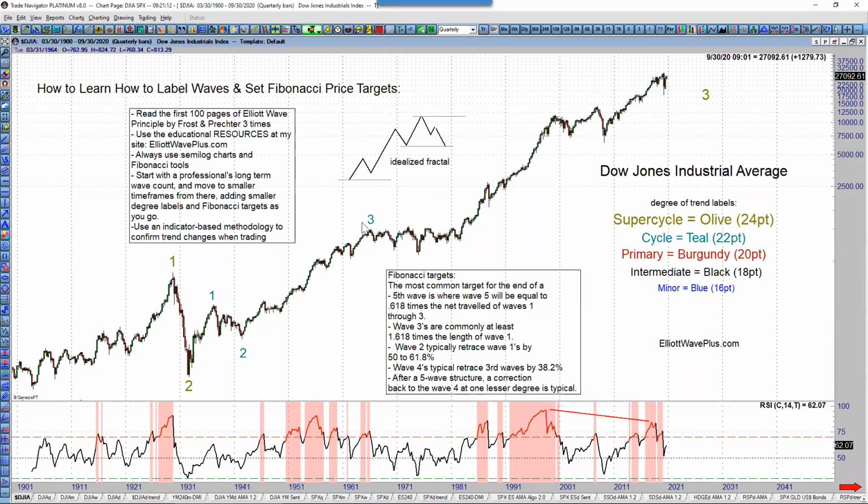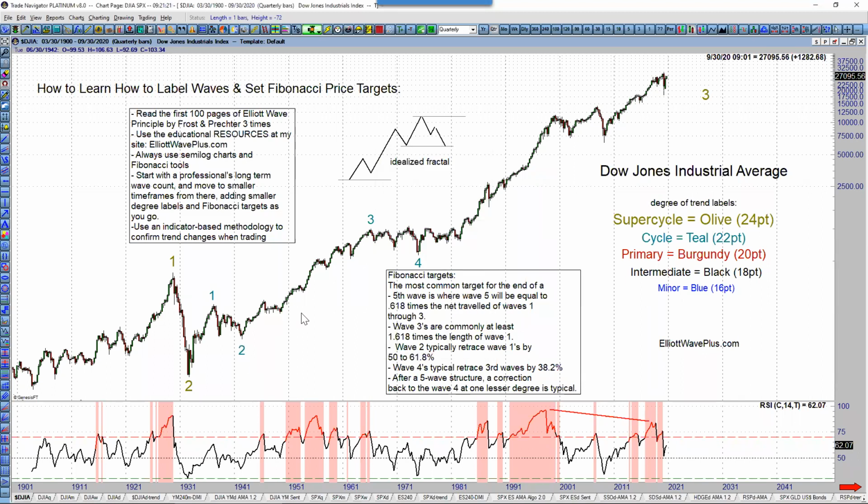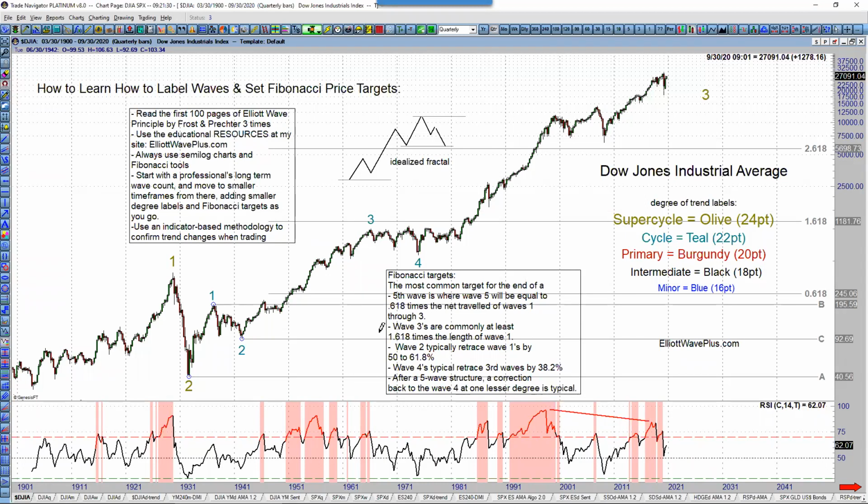So now when you're just drawing labels in like I am, you want to also check and see if they are meeting typical Fibonacci targets. Like a typical wave 3, wave 3s are commonly at least 1.618 times the length of wave 1. So that is at this level right here in the semilog chart. So that wave 3 was slightly short, but not much.